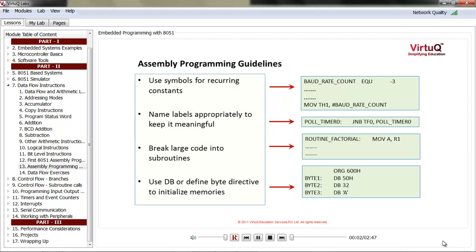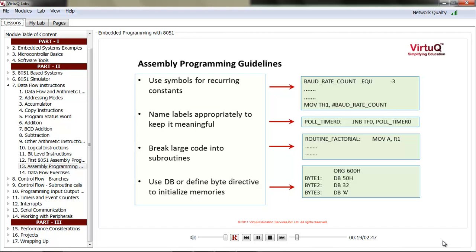Let's go over a couple of assembly programming guidelines. The idea behind these guidelines is that once you have gone through them, you will be able to write a better assembly program, and the program will be more efficient and easy to read.